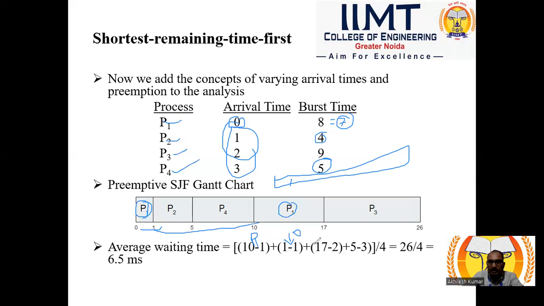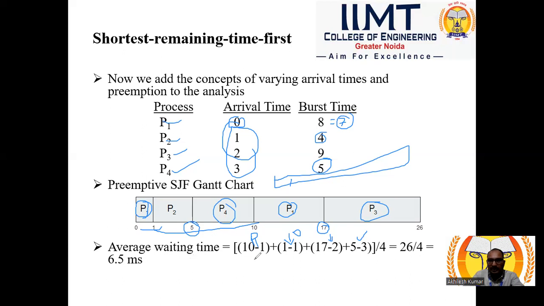And process P3 arrived at time t equal to 2 milliseconds, and its execution starts at 17 milliseconds. That is 15 milliseconds it waits in the ready queue. Now last one is process P4. Process P4 arrived at time t equal to 3 milliseconds, and its execution starts at time t equal to 5 milliseconds. So their waiting time is 5 minus 3, that is 2 milliseconds.